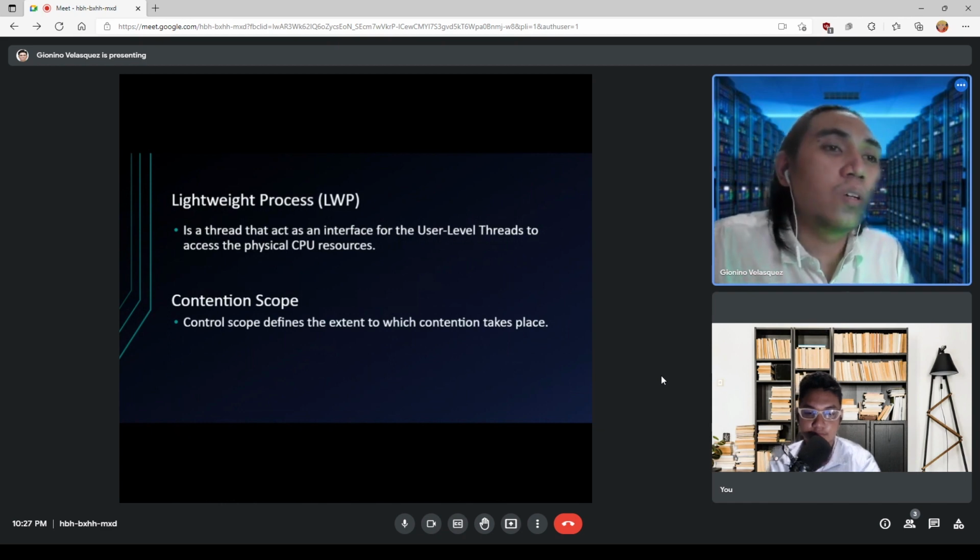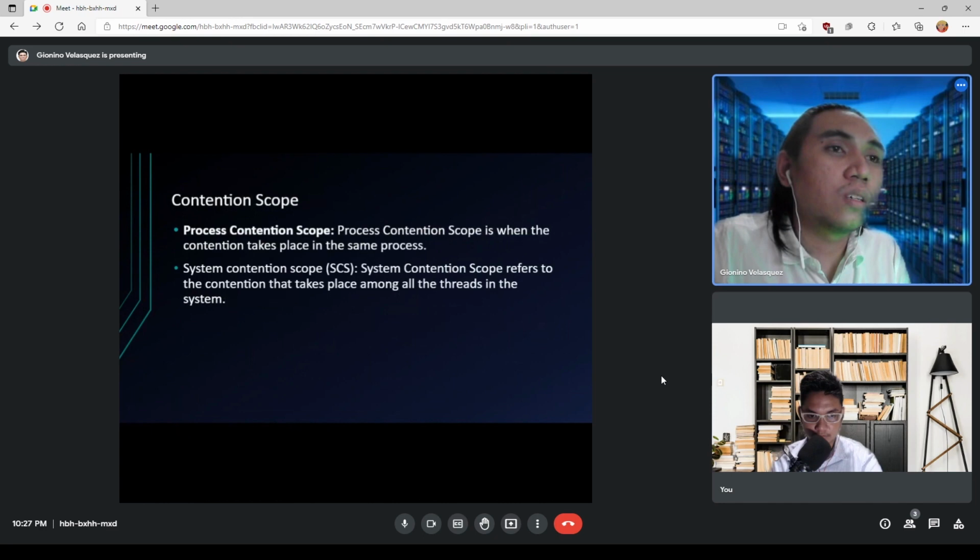Contention scope. Contention scope defines the extent to which contention takes place. Process contention scope is when the contention takes place in the same process. System contention scope refers to the contention that takes place among all the threads in the system. There are advantages between the process contention scope and the system contention scope.